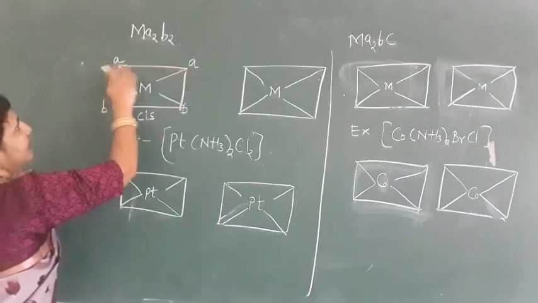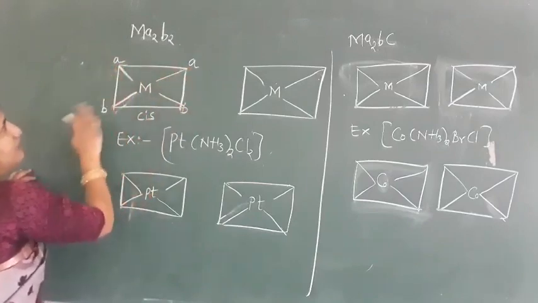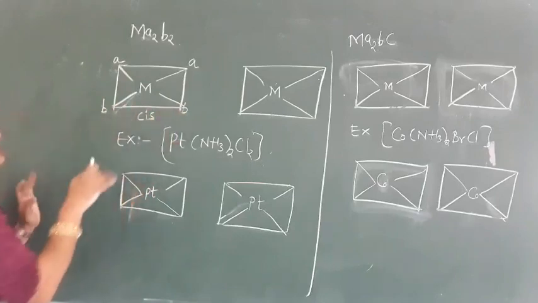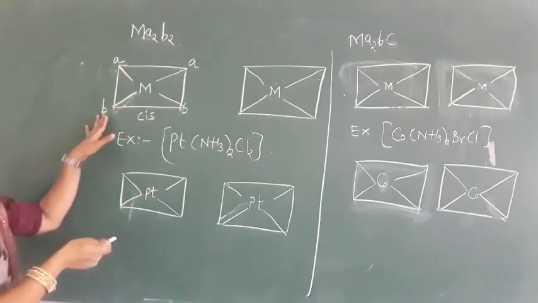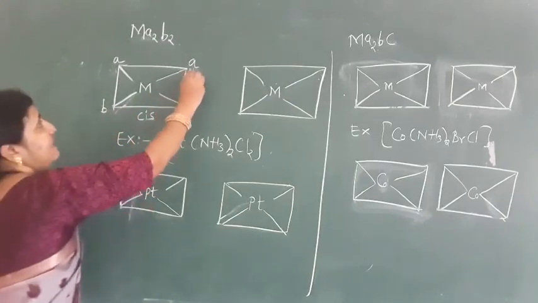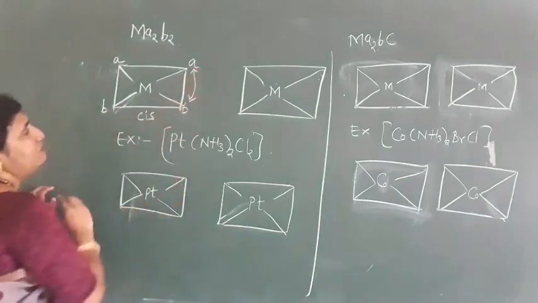This is also cis. AA here, AB, same only it is, and here BB same only here. So from all the cis type positions, we have the same type of ligand here. So it is cis isomer. If we change the position, what will we get here?